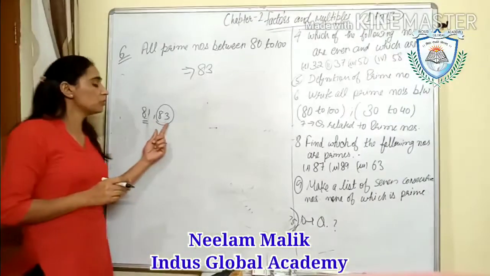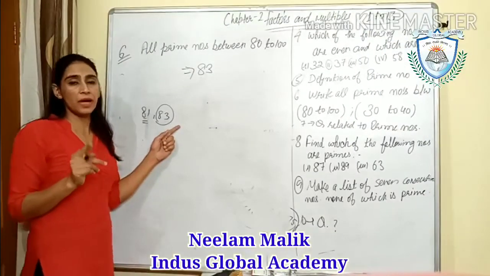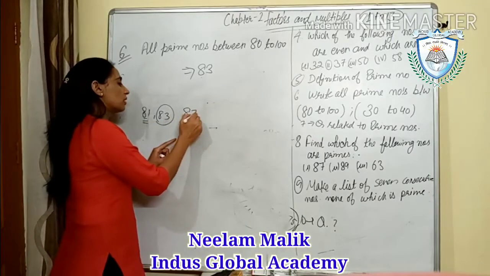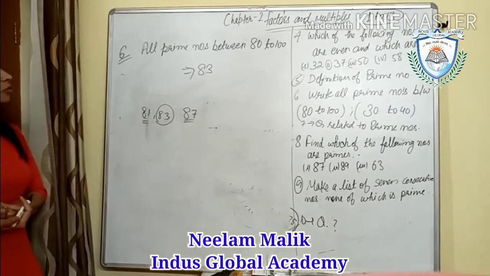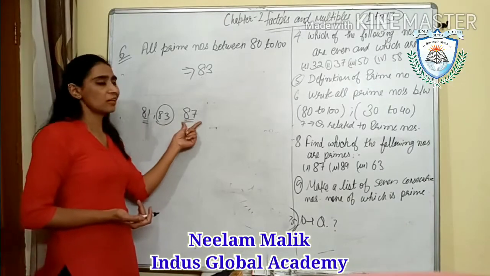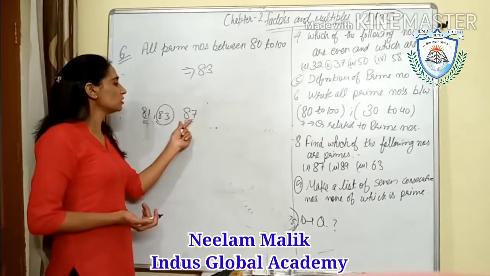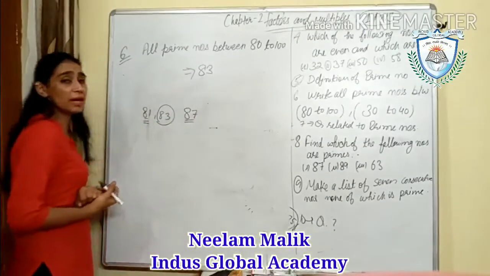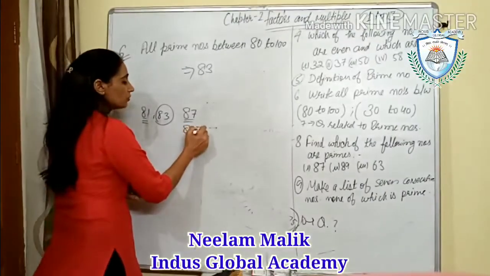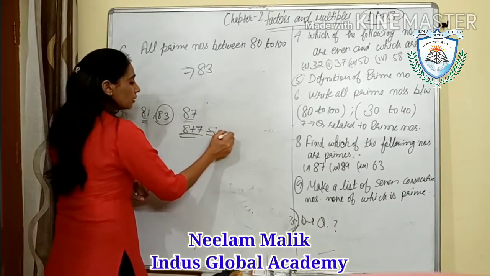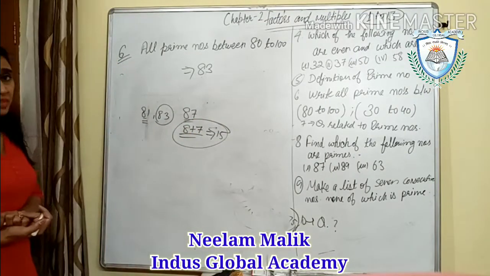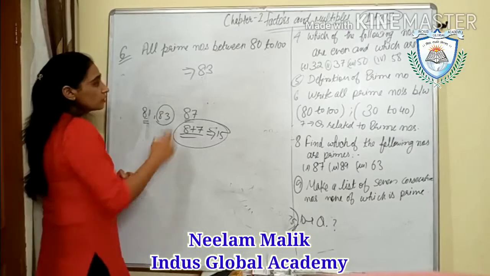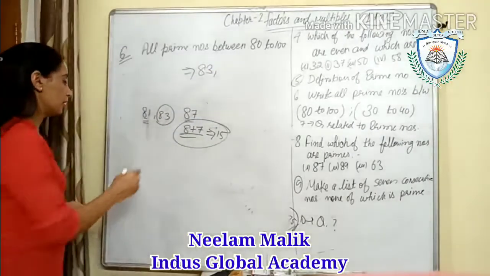So 83 is a prime number. After that we will check 85. The last digit is 5, that's why it is divisible by 5, so it is not a prime number. Next is 87. Check whether it is divisible by any number or not. We can check for 3. The sum of digits is 15. Yes, so it will be divisible by 3. So 87 is not a prime number.